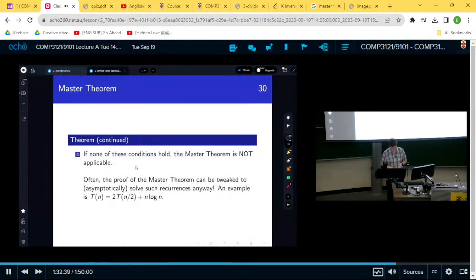One example is when we have T(n) = 2 times T(n/2) plus n log n. So what's the critical exponent? c star is log base 2 of 2, which is 1. Now we need to compare f(n), which is n log n, with n to the power 1 plus epsilon, or n to the power 1 minus epsilon.